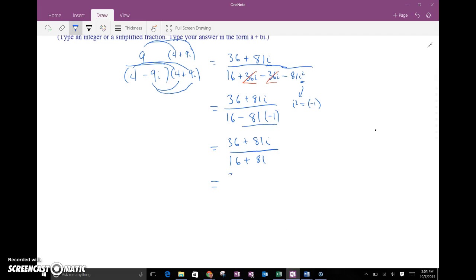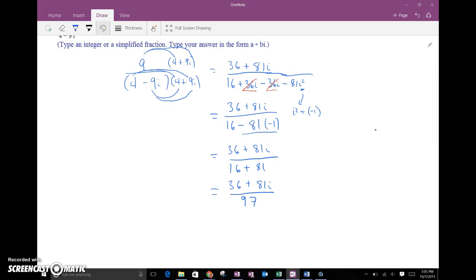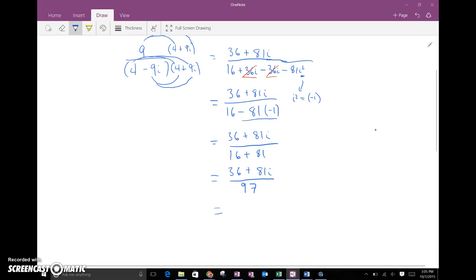Keep going, we've almost got this down. It's going to be 36 plus 81i over, we're going to have a 97 in the denominator. And now this is where that, please write your answer in the form a plus bi, comes in. You see this up here. Right now, this is not in the form a plus bi because we don't have this broken up into the two different numbers. So since the 36 is divided by the 97 and the 81 is divided by the 97, we're going to write this as 36 over 97 plus 81 over 97i.